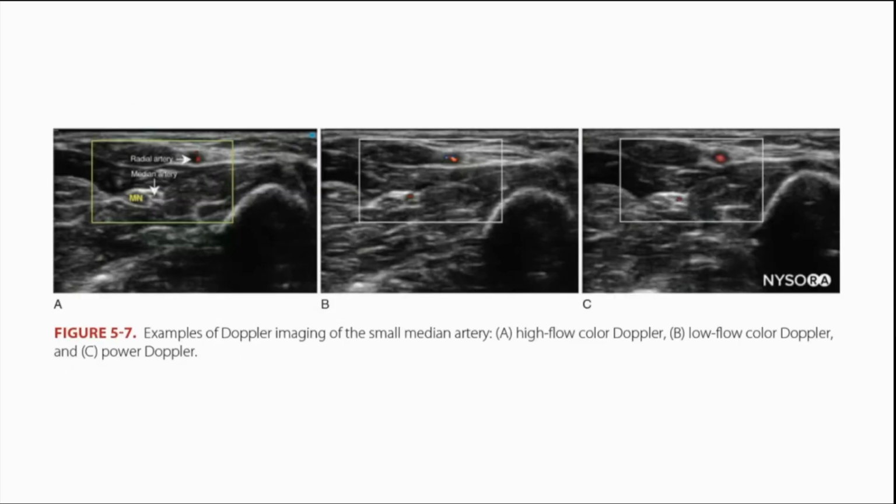These are examples of the Doppler imaging of the small median artery. This is with high flow color Doppler, this is with low flow color Doppler, and this is with power Doppler.